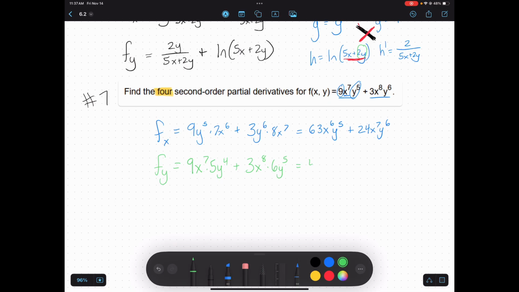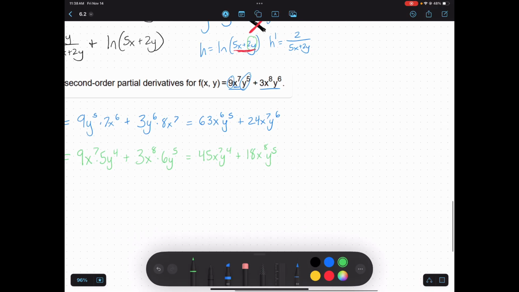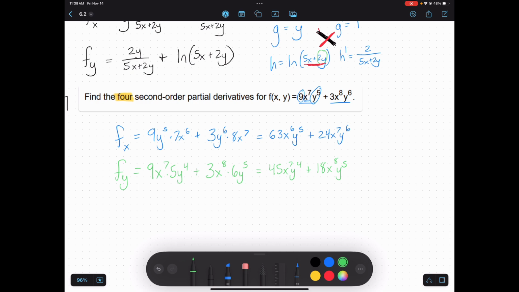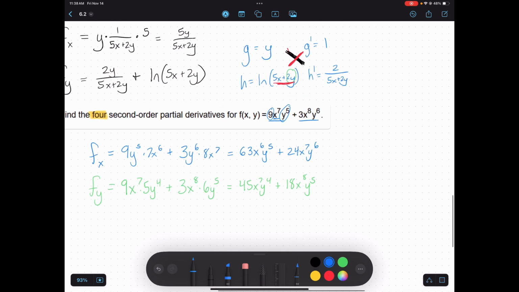Clean that up, and you get 45x to the 7th y to the 4th plus 18x to the 8th y to the 5th. Okay, so there's both of my partial derivatives. And remember, from there, I can find 2 partial derivatives for each of those partial derivatives.